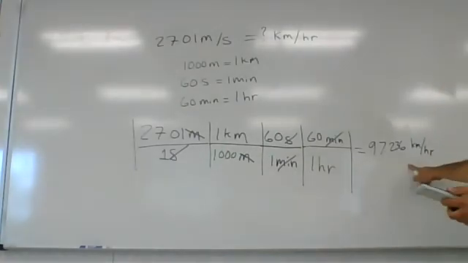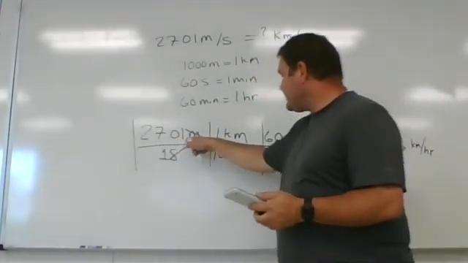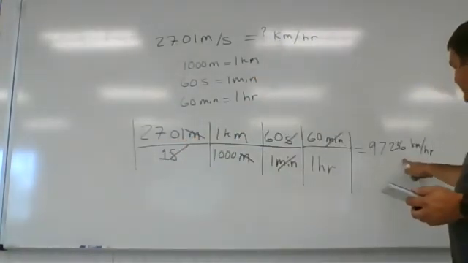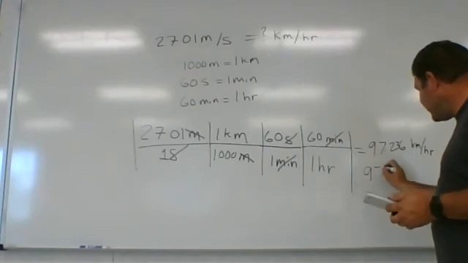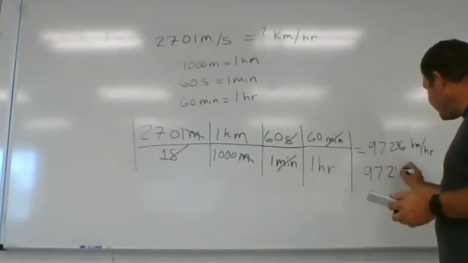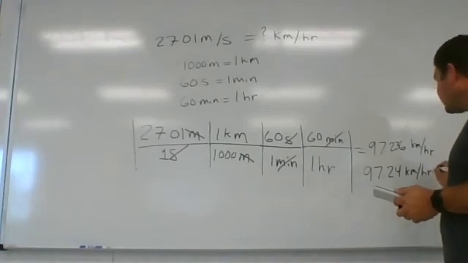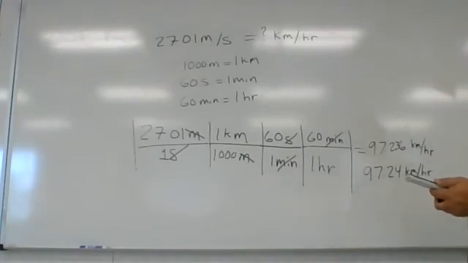But I got to deal with significant digits, okay? I have 4 significant digits. I can have 4 here. So my real answer should be 97.24 kilometers per hour, okay? Once all this is said and done, okay? Kilometers per hour.